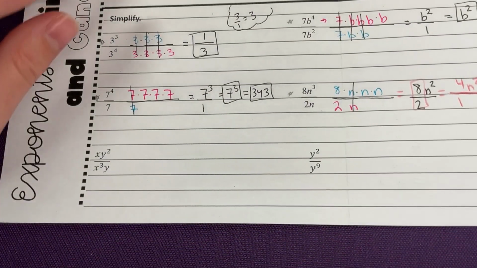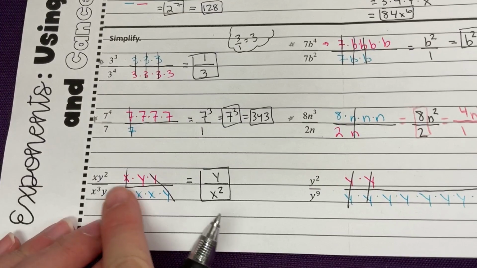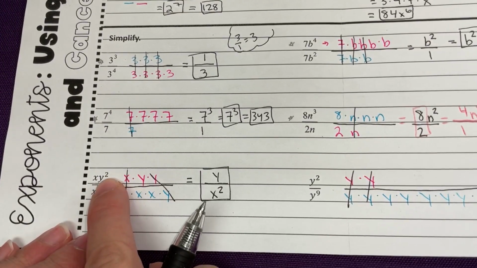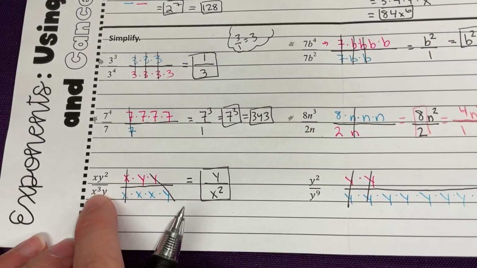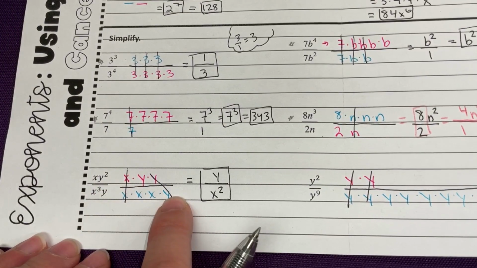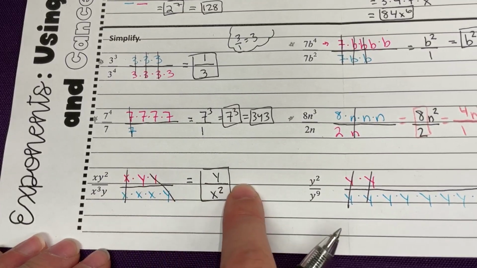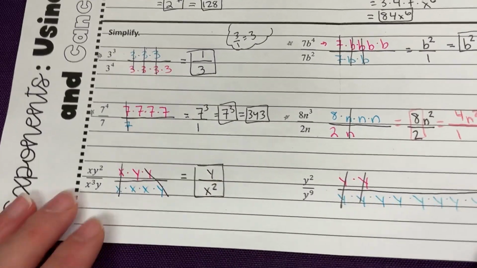All right, I want you guys to try these next two and see what you get. All right, in the first one, we have just an x with 2 y's, because that exponent is only attached to that y, so we have x, y, y. Then we have x to the third, so that's got 3 x's, and then a single y. A pair of x's cancels, and a pair of y cancels, so we're left with y over 2 x's, so we have y over x squared.